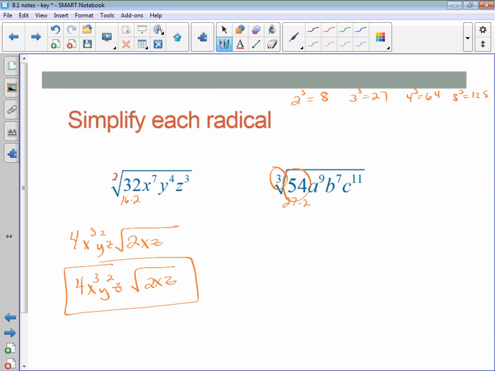All right, so we know we have a 3 out here. I'll leave lots of space. And then cube root of 2 is left under there. Okay? Then the variables, do you guys agree the variables are easier? Yeah, okay. How many times does 3 go into 9? 3. Nobody left over, so we're just there. How many times does 3 go into 7? Twice. Leftovers? 1. How many times does 3 go into 11? 3. Leftovers? 2. That's it.